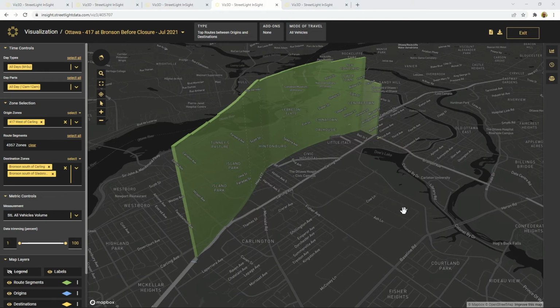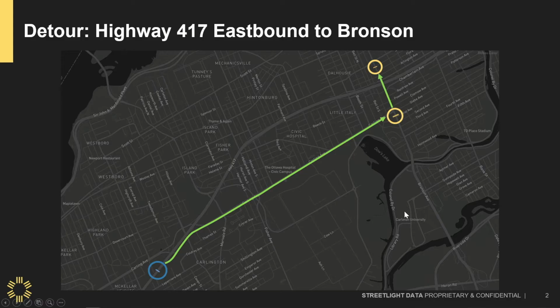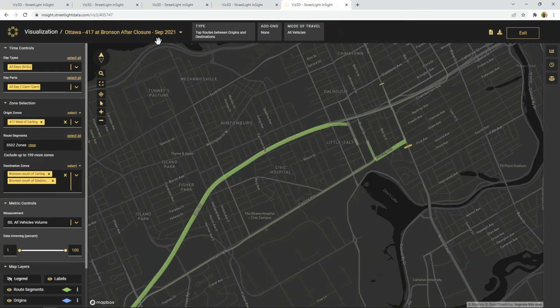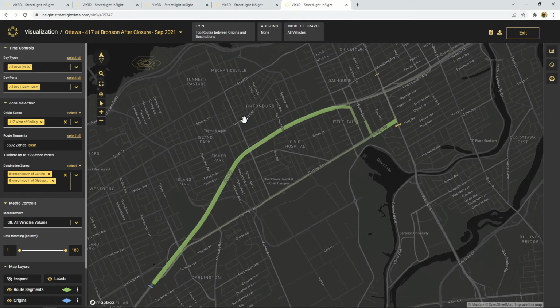Prior to the closure, the city actually published a suggested detour route, and the advice was to exit at Carling Avenue, follow Carling to Bronson, and then turn right or left depending on your destination. So the question arises, what route did people actually take to access Bronson Avenue? So going back to the platform here, we ran the same analysis in September of 2021, and we see now the path looks quite different from origin to destination.